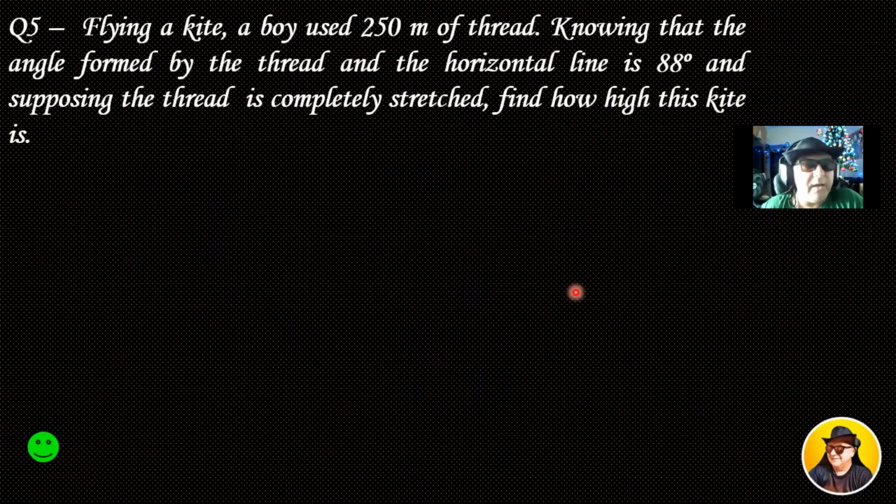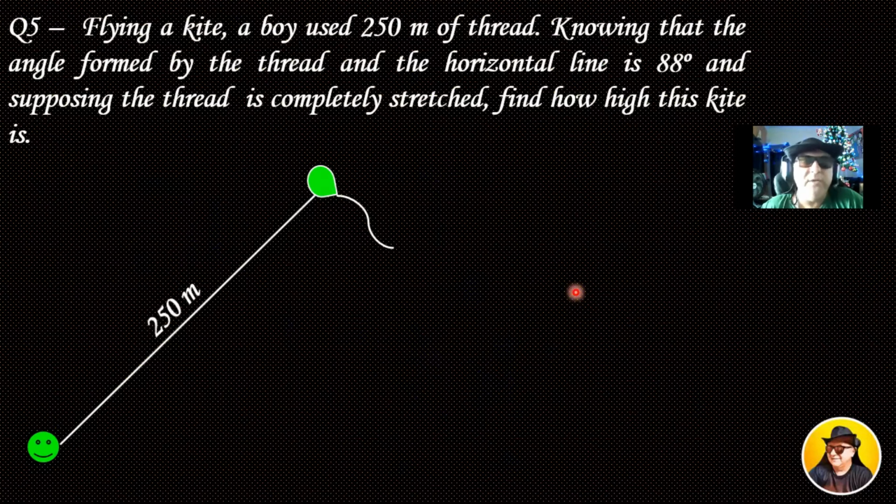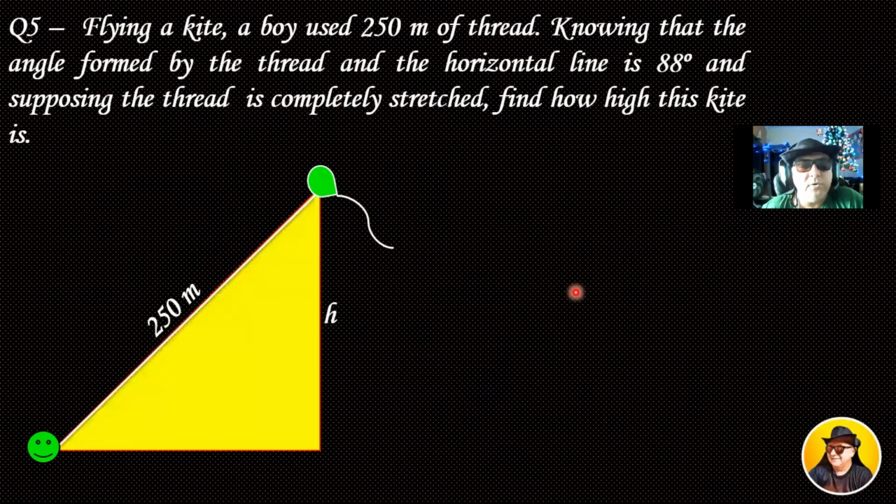Let's see. The little boy. The kite he is flying. Okay, this is the thread. And the problem said the thread is 250 meters long. Okay, the altitude of the kite. The angle is 88 degrees. The right triangle. So the situation we can see here, it forms a right triangle.